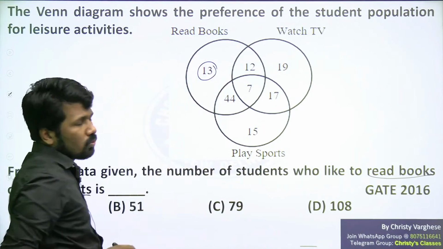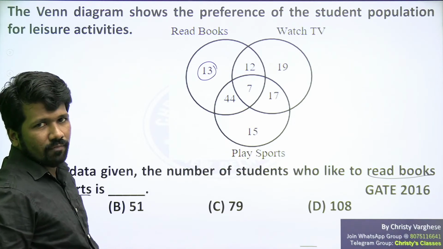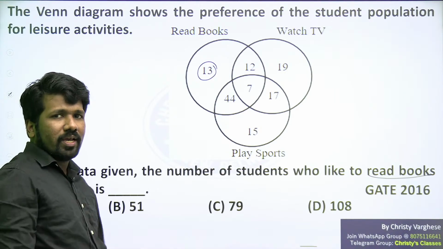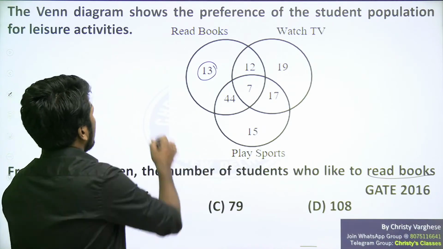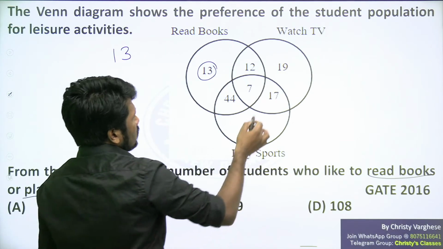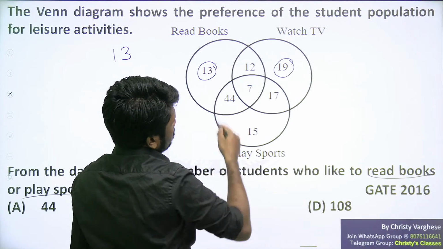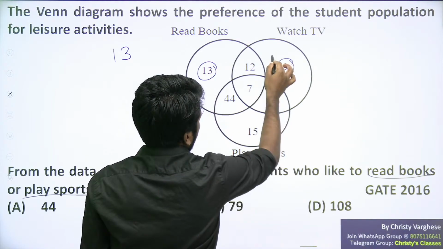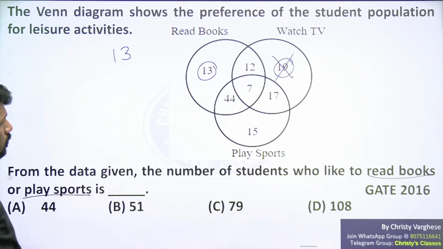This is reading books only people. Should they be included? Yes, they read books. Whether they don't play sports, that is not our concern. If they read books or play sports, you can include them. So that 13 should be counted. What about this 19? They watch TV only. They don't read books also. They don't play sports also. They should not be counted, because read books or play sports only we need.